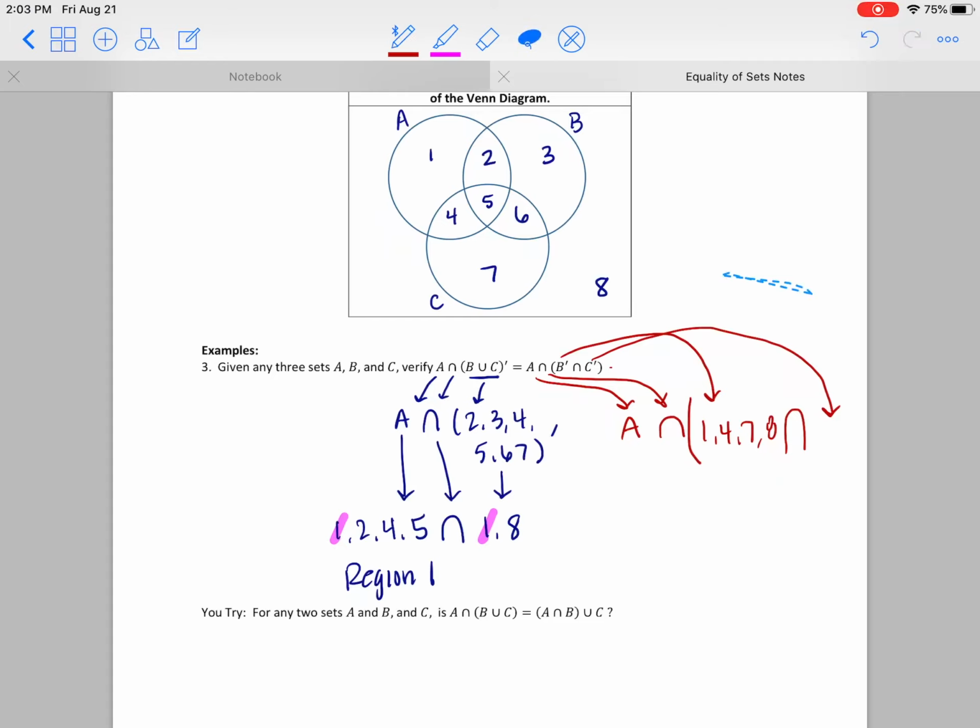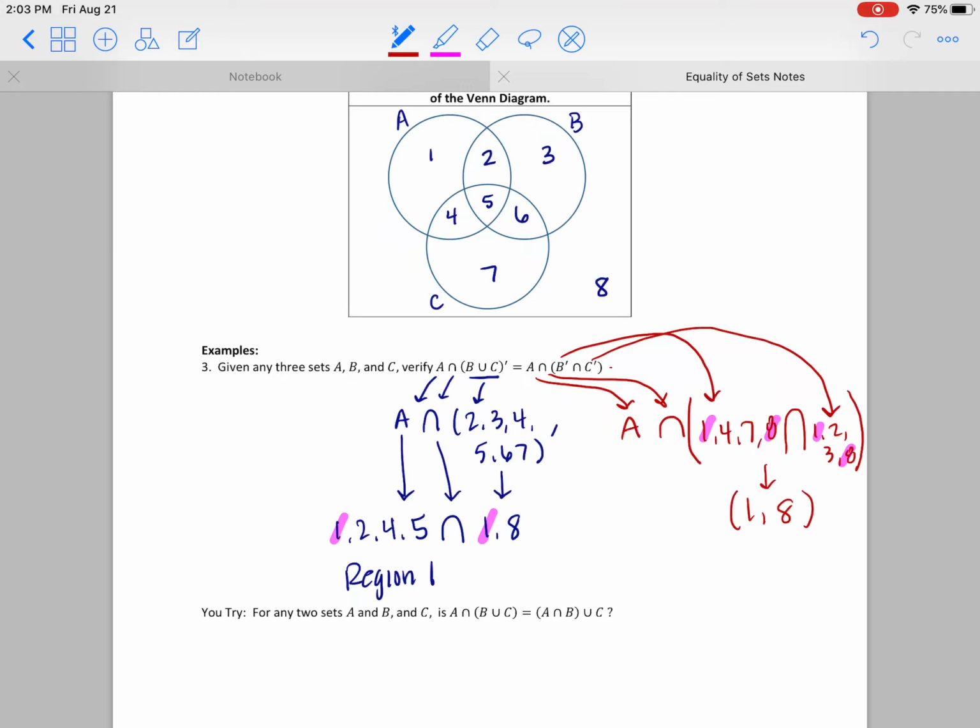And I am going to run out of room. That's fine. 1, 2, 3, and 8. Okay, 1, 2, 3, and 8. So now I still got to finish what's inside the parentheses there. I need the intersection for those two groups. So what is the same on both of those lists? Well, both include 1, and both include 8. So inside of the parentheses, I end up with just regions 1 and 8.